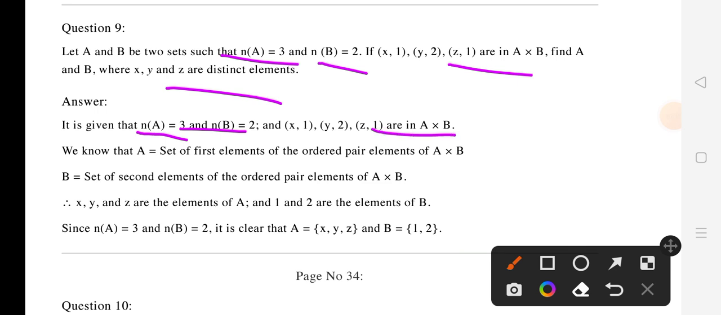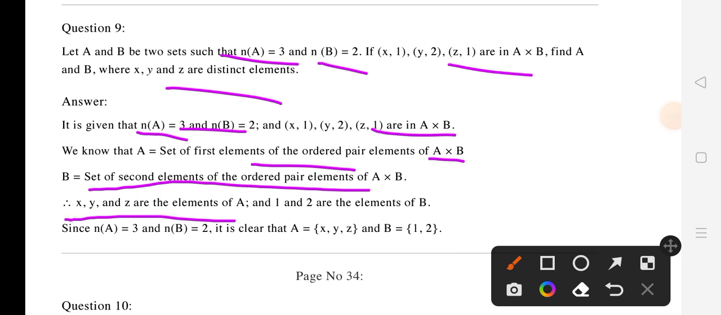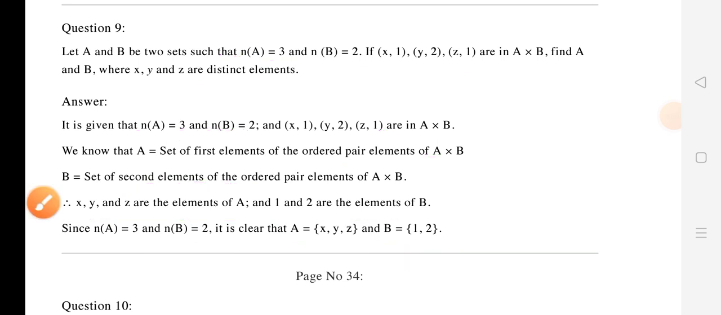We know A is equal to the set of first elements of the ordered pairs of A cross B. B is the set of second elements of the ordered pairs of A cross B. So x, y, z are elements of A and 1, 2 are elements of B. The number of elements in A is 3, the number of elements in B is 2. It is clear that A is equal to {x, y, z} and B is equal to {1, 2}. Simple.